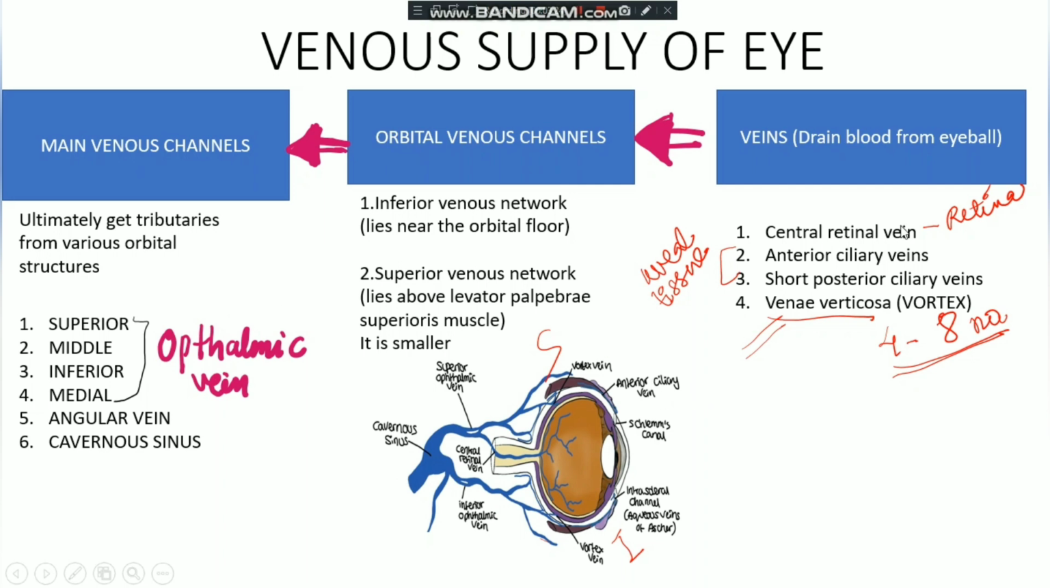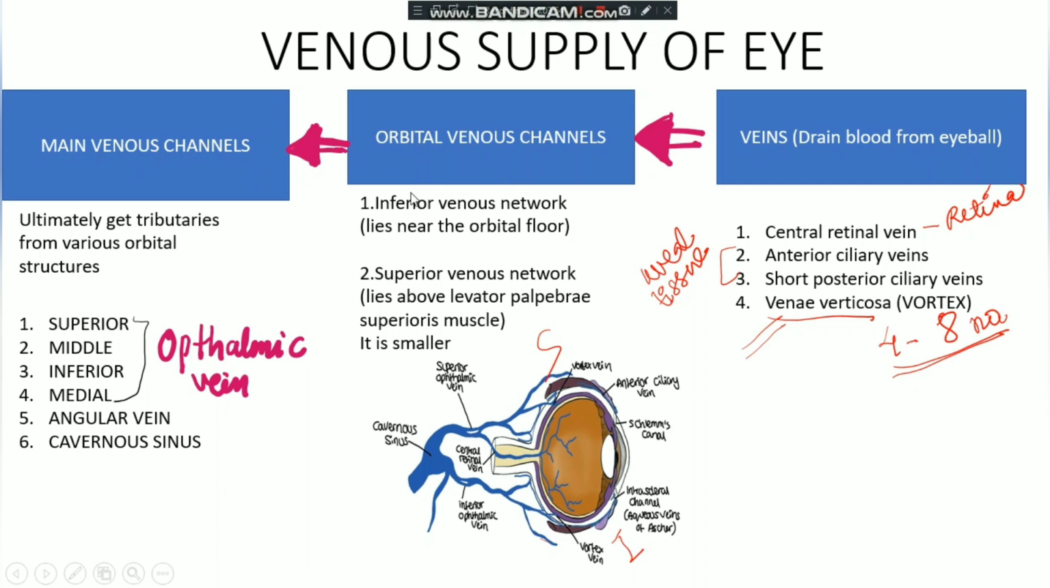Quickly recalling the venous supply, first come your smaller veins which drain blood from the eyeball. These include your central retinal vein, the anterior and the posterior ciliary veins and the vena vorticosa. The vortex veins, the superior vortex veins, will join to form the superior ophthalmic vein, and the inferior vortex veins will join to form the inferior ophthalmic vein. Fine. Join means they will ultimately drain into these veins.